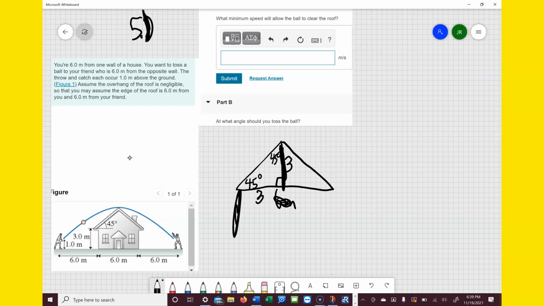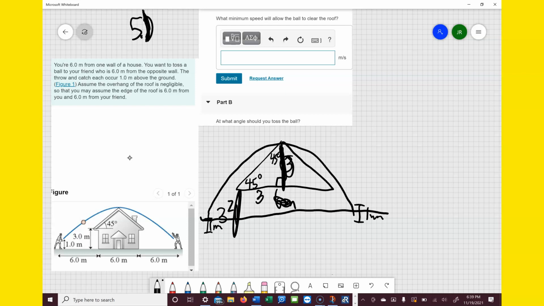And this whole thing right here is also 3 meters high. But the ball starts out already 1 meter above the ground and hits over here 1 meter above the ground. So I'm just going to cut a meter off of this and pretend like that is the ground. So really, this is 2 and this is 3. So this height is 5 meters from where that ball starts and stops. All right.